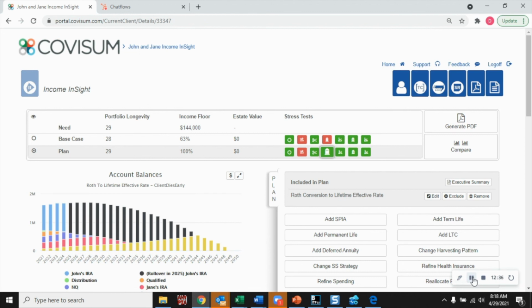But you'll also notice there's a whole host of other plan changes that you can make, including adding life insurance, long-term care, annuities, and so forth.